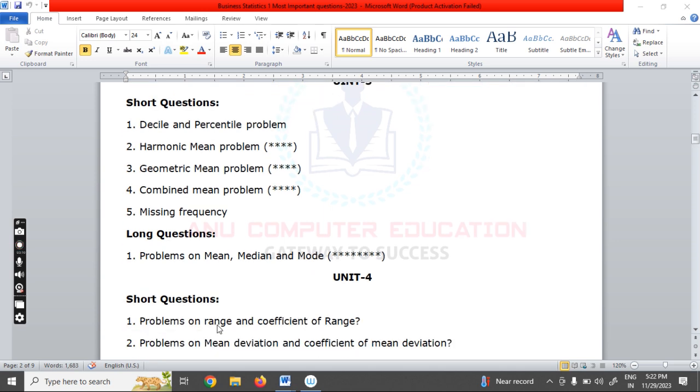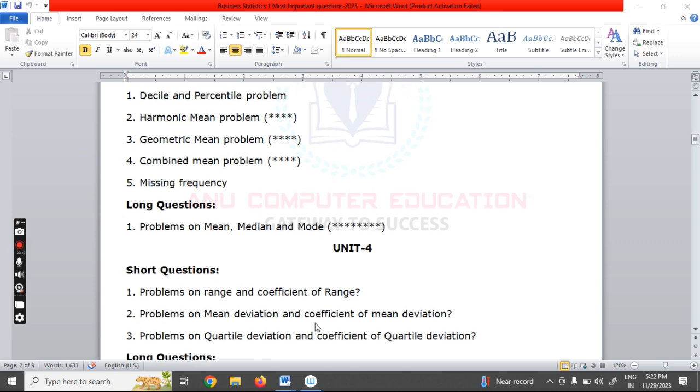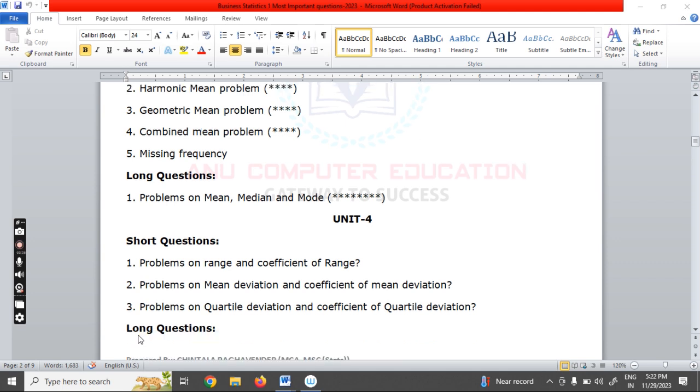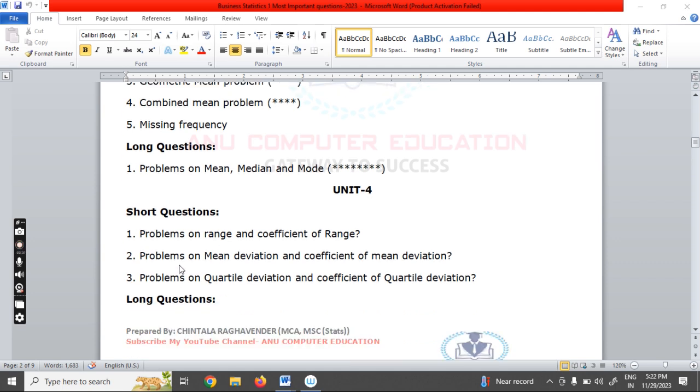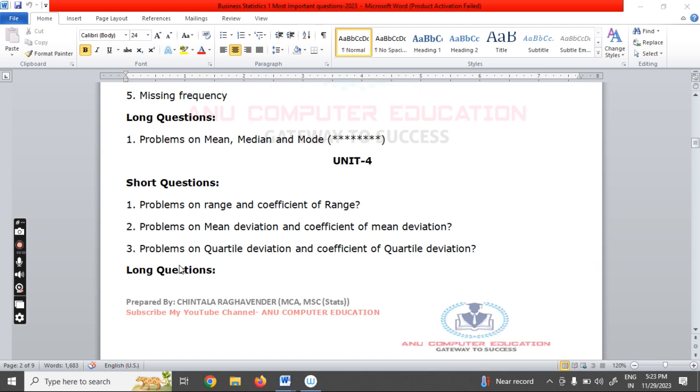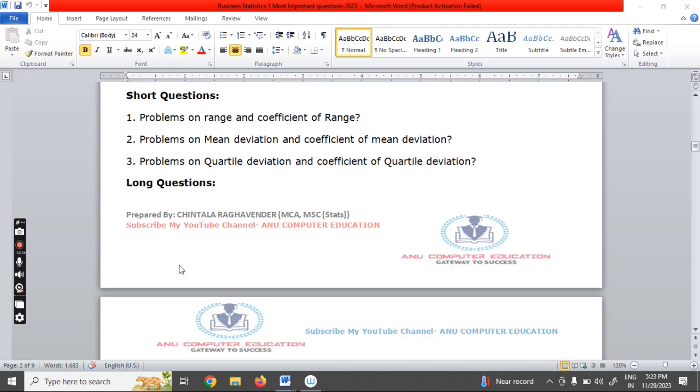Next, problems on range and coefficient. The most important question is problems on mean deviation and coefficient of mean deviation. This is one of the very important questions. And problems on quartile deviation and coefficient of quartile deviation. Question number 2 and question number 3 are very important, and you can expect them in short answer. Sometimes you will get mean deviation in long answer also. These are very important questions in Unit 4.